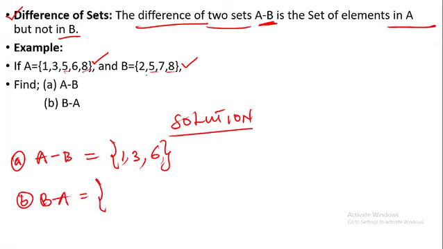B minus A means the numbers in B that are not in A. So we have 2, there is no 2 here, we write down 2. We have 5, there is 5 here, so we omit that. There is 7 here, there is no 7, we write down 7. There is 8 here and there is 8, so we have the set of 2 and 7. So A minus B is the set of 1, 3, 6, and B minus A is the set of 2 and 7.